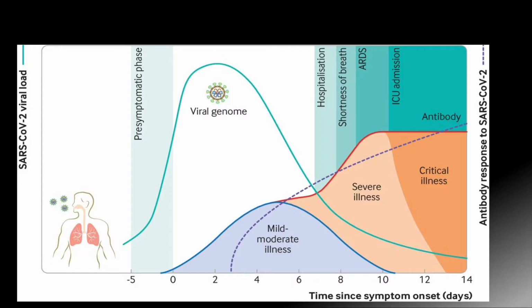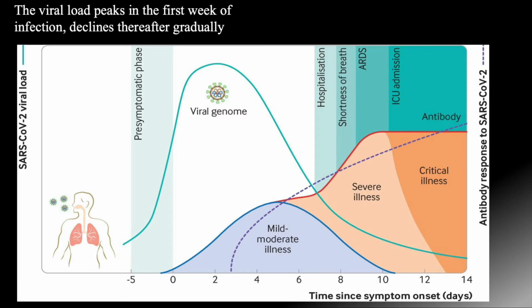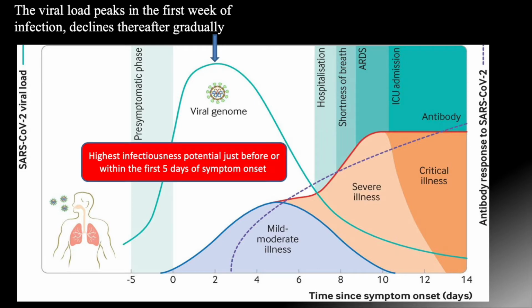So let's go to the next slide and go back to our graph which I discussed in the last section. The first point is the viral load peaks in the first week of infection and declines thereafter gradually. If you see from -5, as you go to within 5 days, the viral load is maximum within 5 days of symptom. So it is highest infection potential just before or within 5 days of onset of symptom. After the onset of symptom, the viral load keeps on going down. Okay, so our option C was correct.